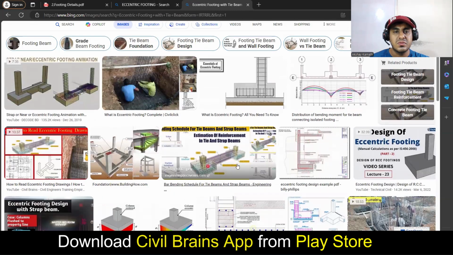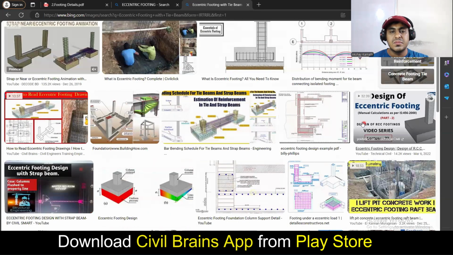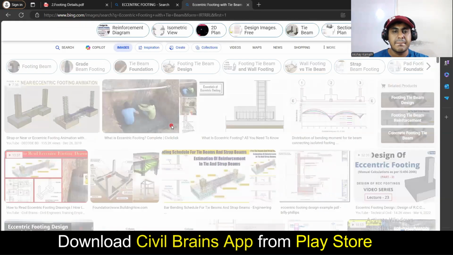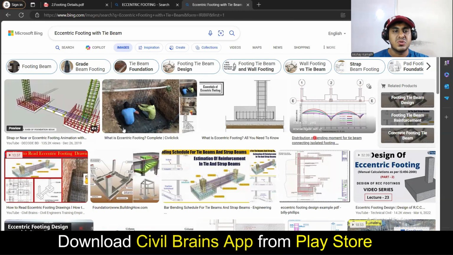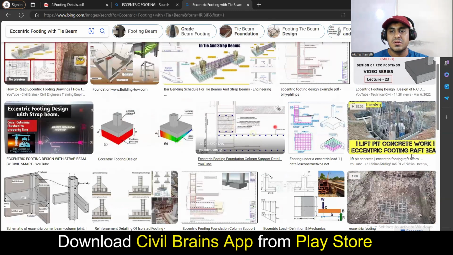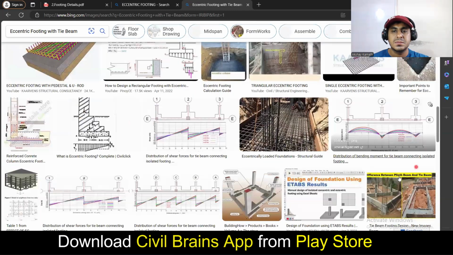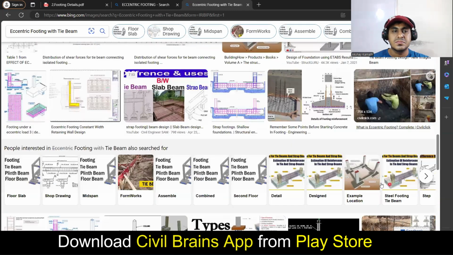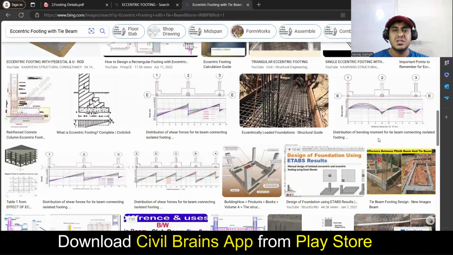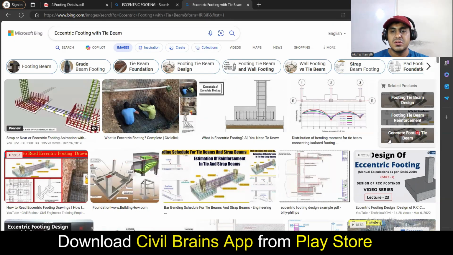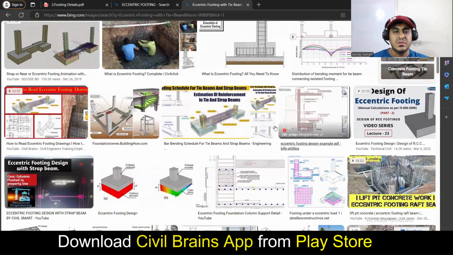Is that gone? Oh, it's not visible. Okay, there's one image at the beginning. I'll show you that only. Where is that?